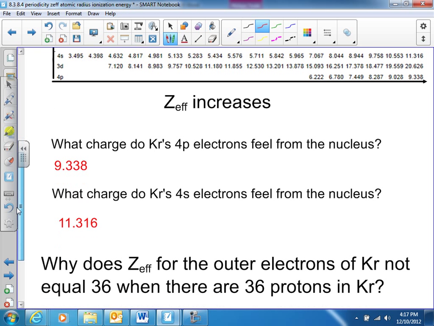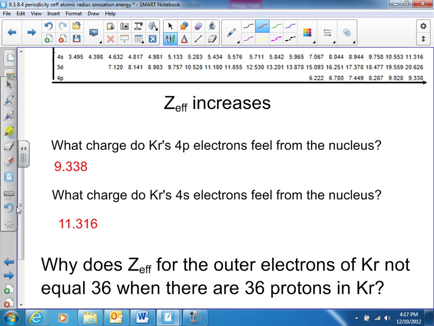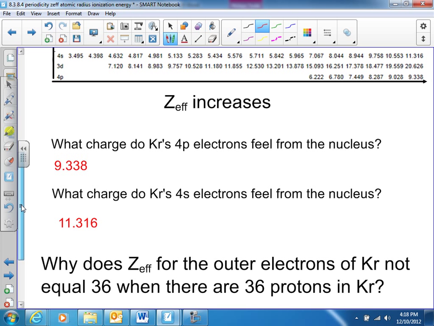Okay, so why does the Z effective for the outer electrons of krypton not equal 36 when there are 36 protons in krypton? So I just went through the example with potassium. I'm going to give you the reasoning in a moment, but think about it. Why does Z effective for the outer electrons of krypton, those 4p electrons and or the 4s electrons, why does the charge not equal 36 when krypton has 36 protons? Shouldn't they feel all 36 protons? Why don't they? Well, here's the answer. Pause again if you want to think about it.